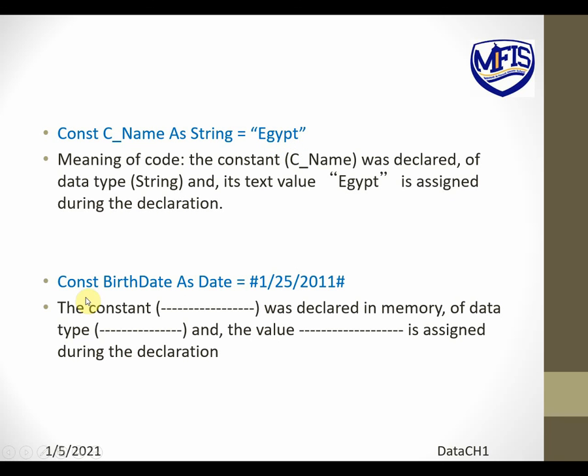What about this second example? Const birth_date As Date = #, and between two hashes we will write the date. It means that we have a constant, and this constant name is birth_date, declared in computer memory. Its data type is Date, and the value assigned to this constant is 25 of January 2011.